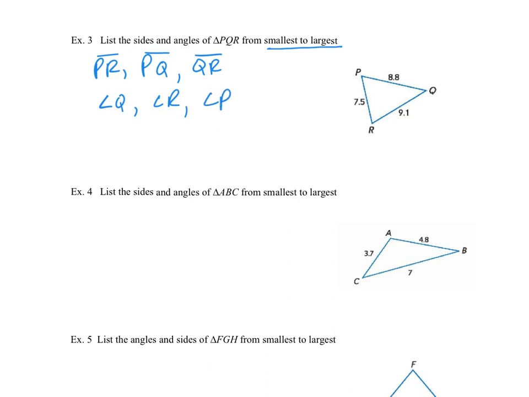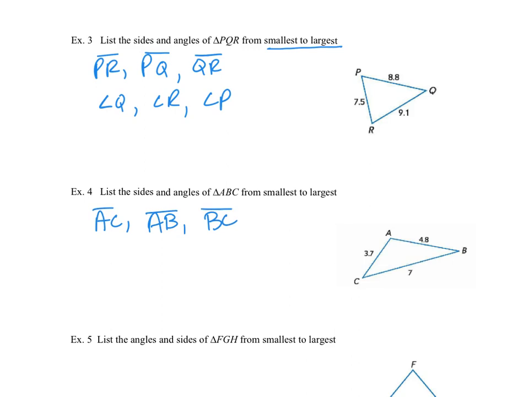Okay, let's look at the next one. It says list the sides and angles of triangle ABC, again from smallest to largest. So the smallest side is this 3.7, so that's side AC. And then the next bigger side would be AB with a measure of 4.8, and then the biggest side is side BC or CB with a measure of 7.